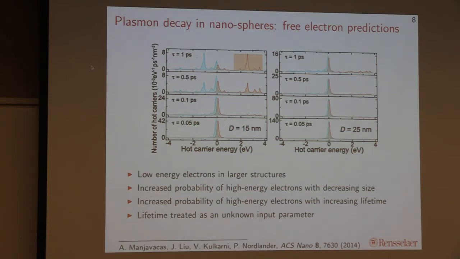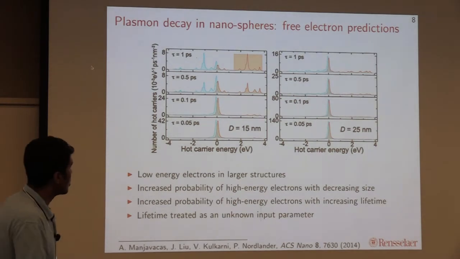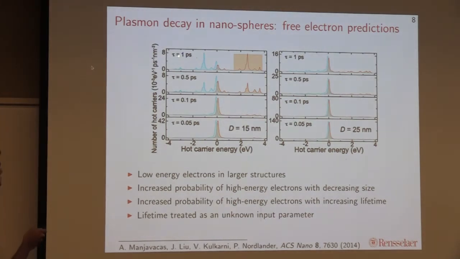So what you can see immediately here is in order to get high energy carriers, you both need to have a small particle, it doesn't happen here, and you need to have a high carrier lifetime. Right? Both of these things are important. Right? So you would need lifetimes on the order of a picosecond in order to have any significant probability of high energy carriers far away from the Fermi level that could do useful work.